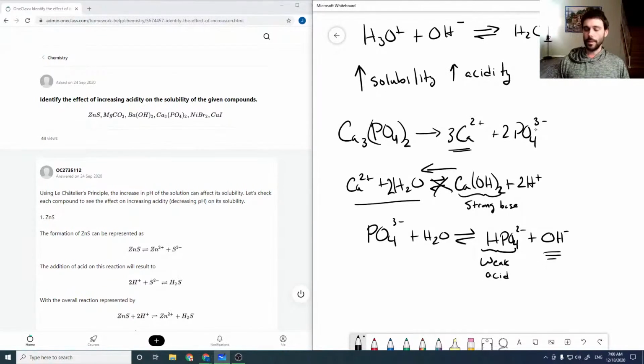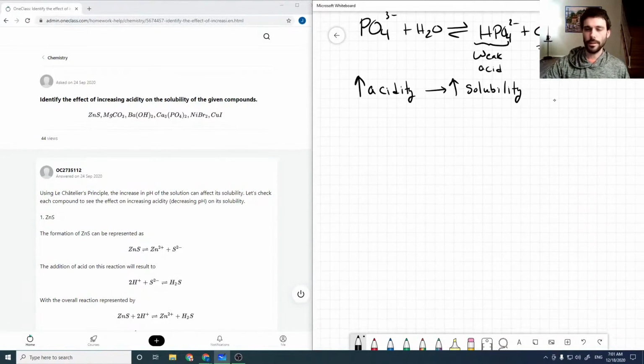we're going to get OH minus in solution, so this is a basic salt, and so increasing acidity will lead to increased solubility. Okay, so at this point it's appearing like increasing acidity just always increases solubility.